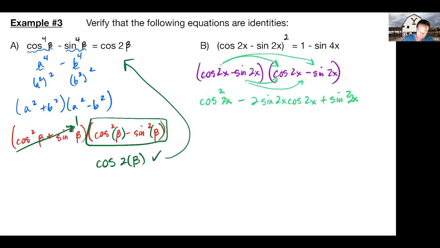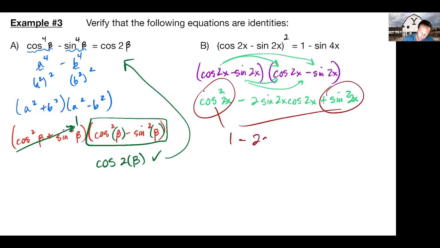Now, obviously, that does not look like what we wanted it to look like yet. But anytime you see squared terms, as long as the angles are the same, if I have the sine squared of 2x plus cosine squared of 2x, I know those together equal 1. So all I have is 1 minus 2 sine of the angle 2x, cosine of the angle 2x. And again, I know this one's new, but hopefully you recognize that as our double angle formula for sine.